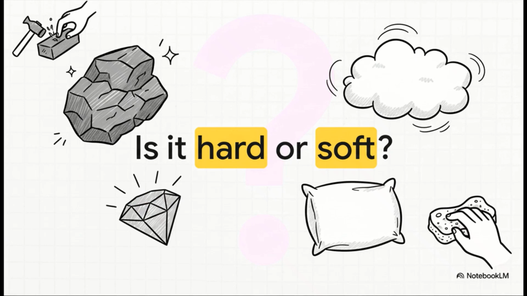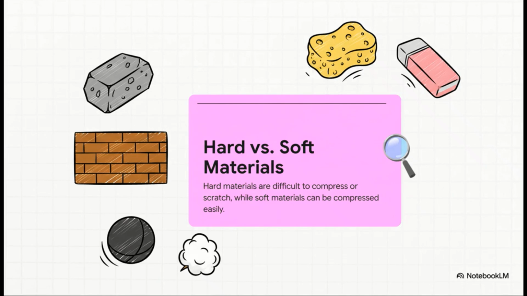All right, next clue in our game of I Spy. Let's move on from how it looks to how it feels. Can you squish it? Can you scratch it easily? In other words, is it hard or is it soft? Now this one's pretty easy to get. Hard materials, like a stone, are really difficult to press down on or scratch, but soft materials, like a sponge or an eraser, are super easy to squeeze or leave a mark on.